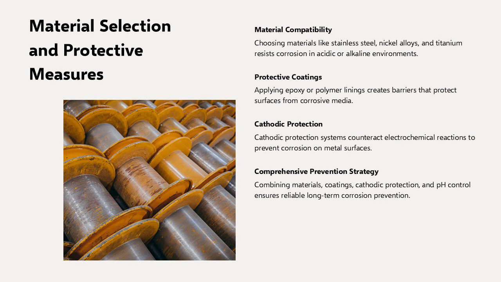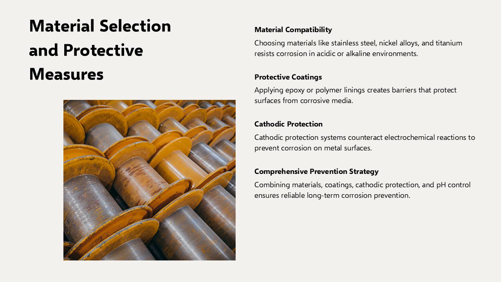Selecting materials compatible with the expected pH environment is crucial for minimizing corrosion. Stainless steels, nickel alloys, and titanium are often chosen for acidic or alkaline conditions due to their superior resistance. Protective coatings, such as epoxy or polymer linings, provide additional barriers against corrosive media. Cathodic protection systems can also be employed to counteract electrochemical reactions.